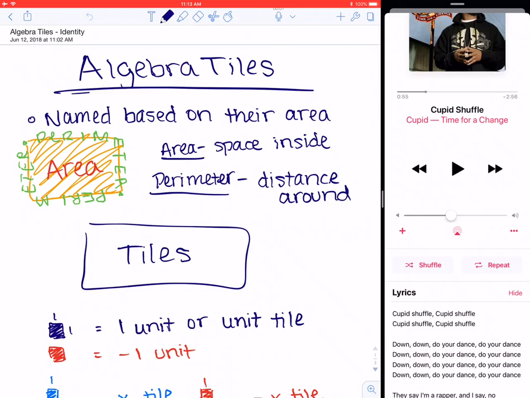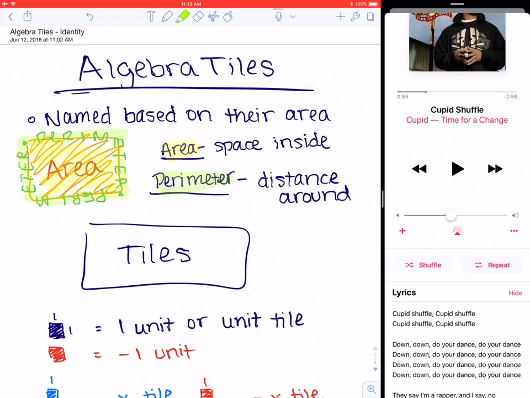Alright, Algebra Tiles. Algebra Tiles are a tool that we use to help us start to understand perimeter, area, and solving equations. So we're getting fancy into algebra now. Review. Area is the distance inside of a shape or a space, whereas perimeter is the distance around. That's important to remember, so memorize it.